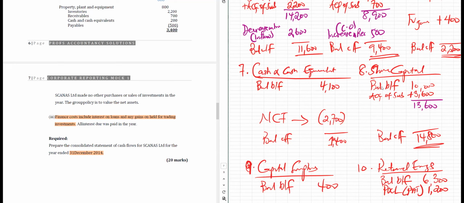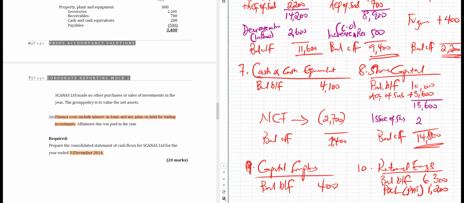What happened? Did cash come in? Yes, we issued more shares. True or false? That means it's due to issue of shares. Is it cash in or cash out? Cash in. By how much? 1,200. Yeah, 1,200 cash came in. Thank you.